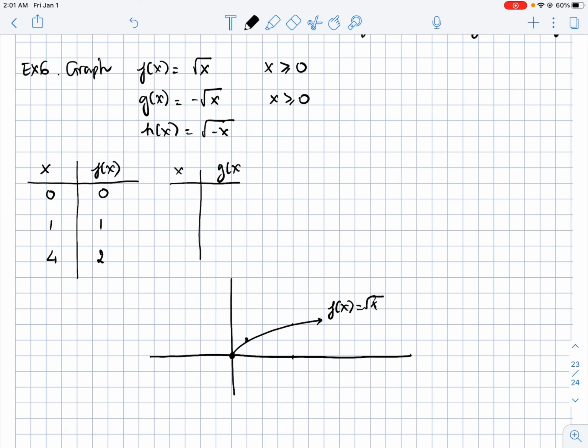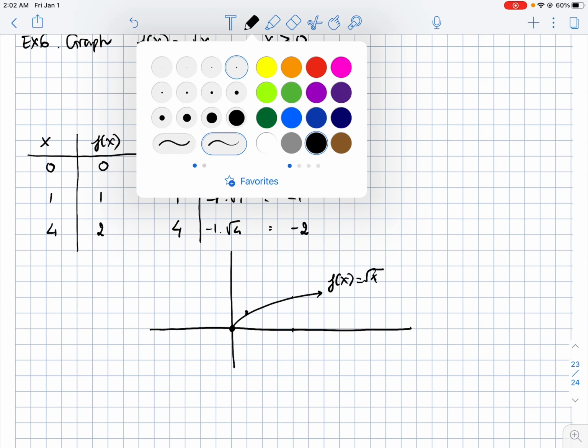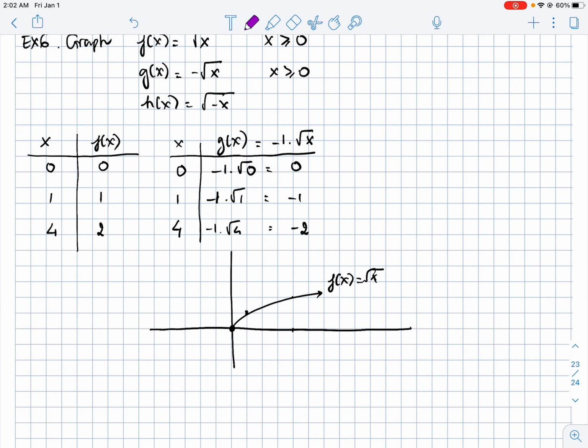For the function g of x, we also see that the domain is greater than or equal to 0. And I will make 3 points like this also. The function g of x, you think about like a -1 times square root of x. So we have -1 times square root of 0, -1 times square root of 1, -1 times square root of 4. So we got the answers 0, -1, and -2.